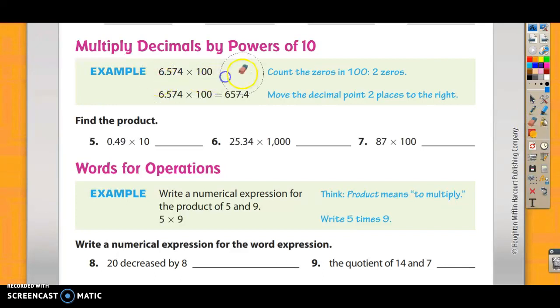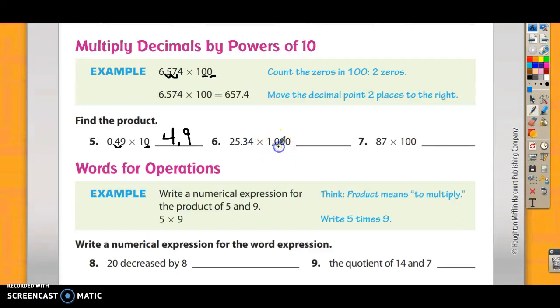Now if what I just said was confusing, go back to this problem right here. There are 2 zeros, so our decimal is going to shift to the right 2 spaces. So the answer is 657 and 4 tenths. Let's go practice that right here. We've got 1 zero, which means our decimal is going to shift to the right once. Our product is 4.9, 4 and 9 tenths.